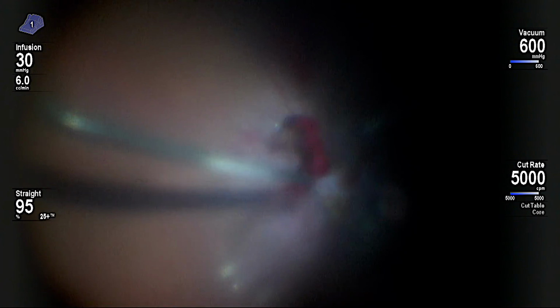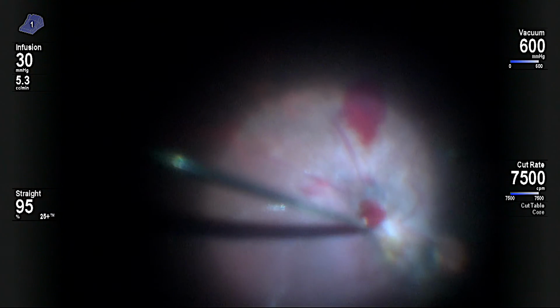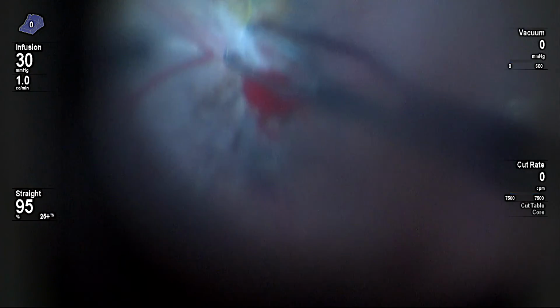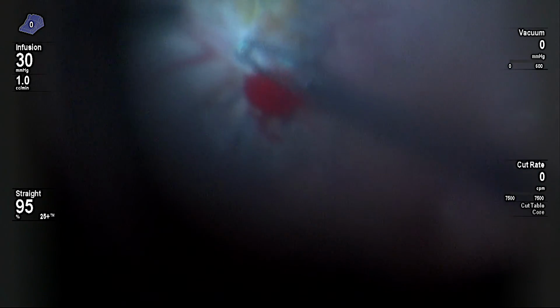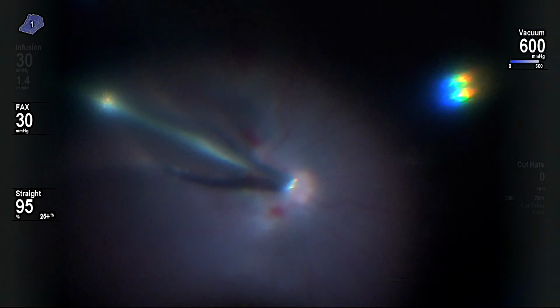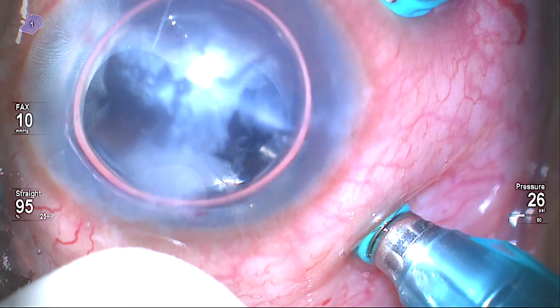Then a localized retinal incarceration was seen in the supertemporal quadrant along the supertemporal arcade. ERM peeling was done around it, followed by air fluid exchange, and silicone oil was injected.